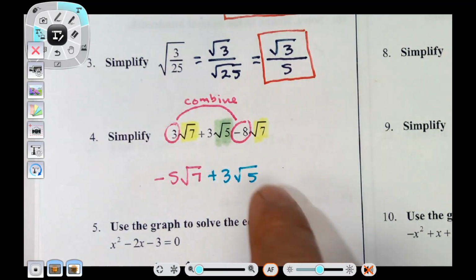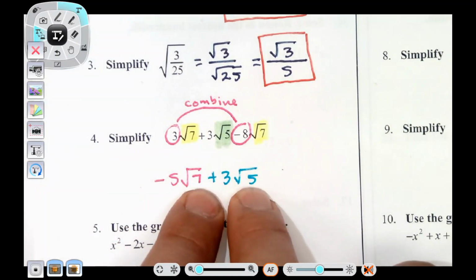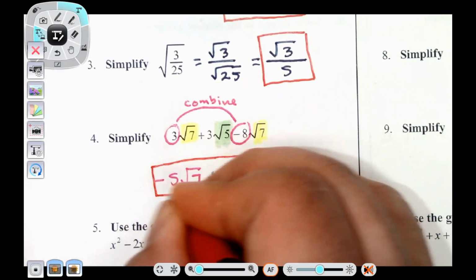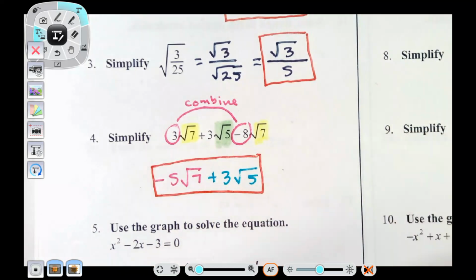And if you're thinking, oh, now I see 5s. Yeah, but again, the radicals are different, which means I'm done. You only combine what you can. You did it with letters. You do the same thing with radicals.